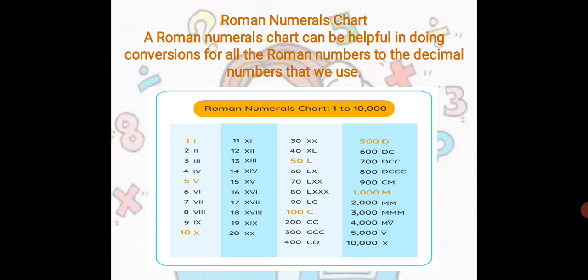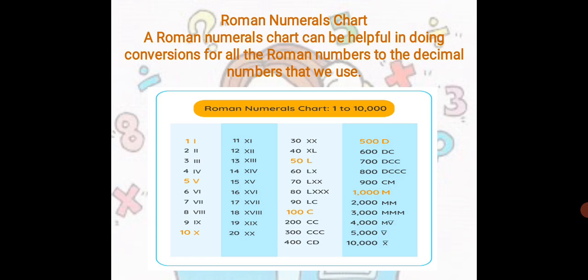1 single I, 2 double I, means I and I, 3 triple I, 4 I and V, 5 is only V, 6 alphabet V along with I, 7 alphabet V along with double I, 8 alphabet V along with triple I, 9 I and X, 10 is single X.